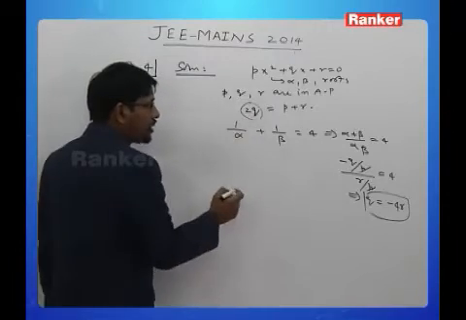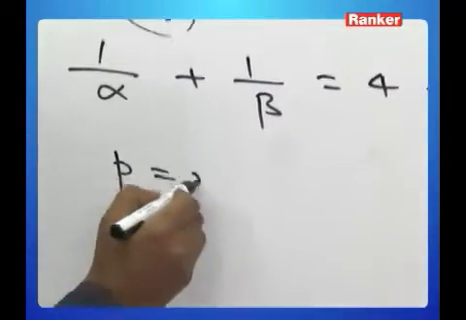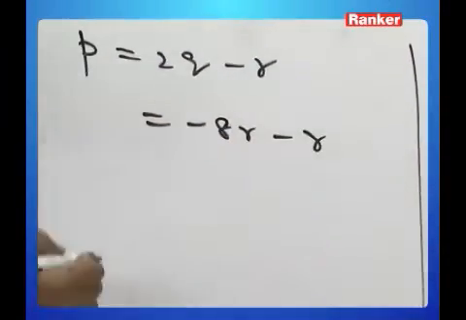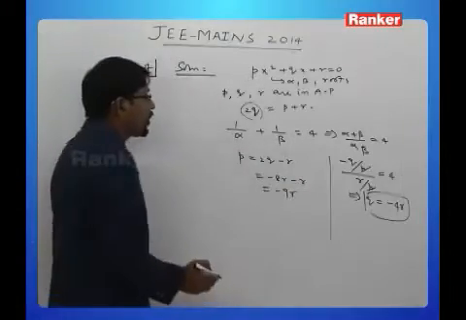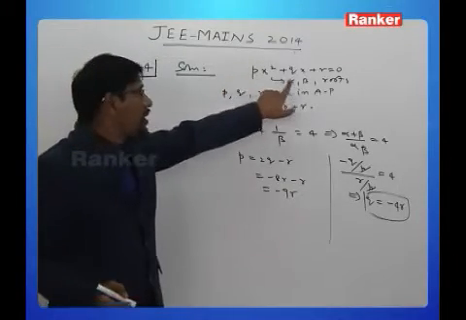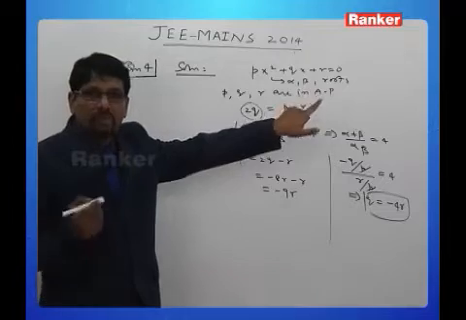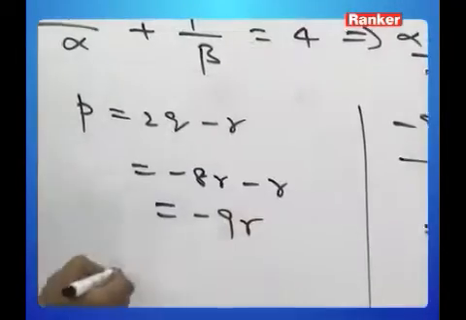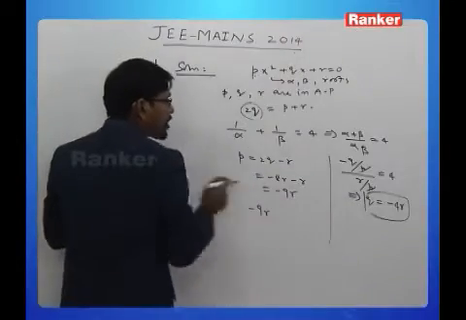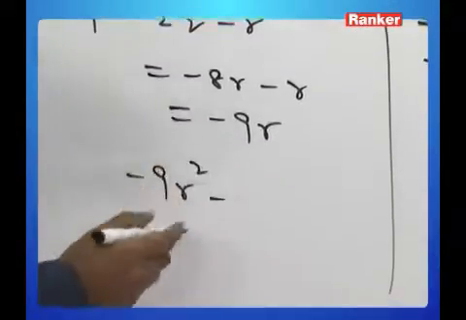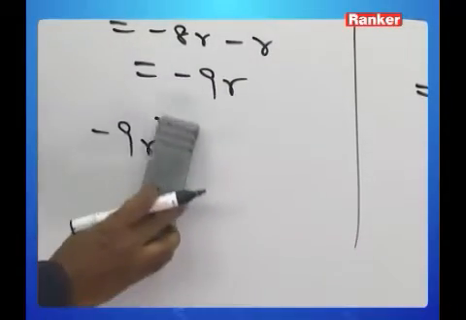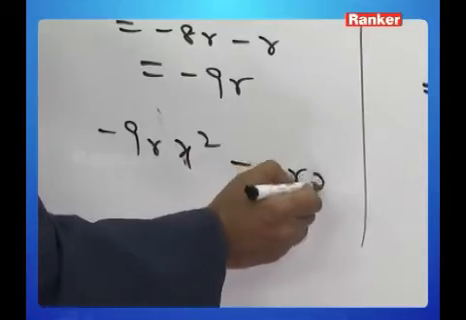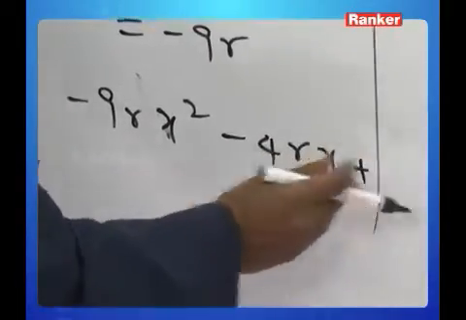Now q is equal to minus 4r. So coming back to this equation, we have therefore p is equal to 2q minus r. That makes it minus 8r minus r, so that is minus 9r. So the entire equation can now be represented in terms of r. What do we have here? The equation becomes p replaced by minus 9r and q replaced by minus 4r. So minus 9r x square and minus 4r x plus r is equal to 0.